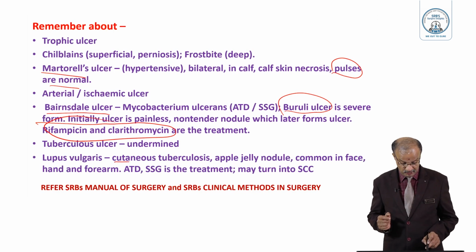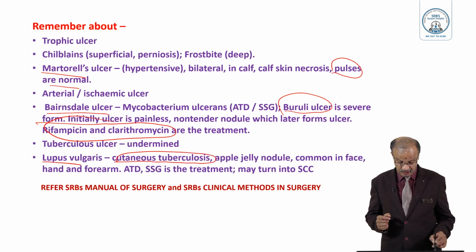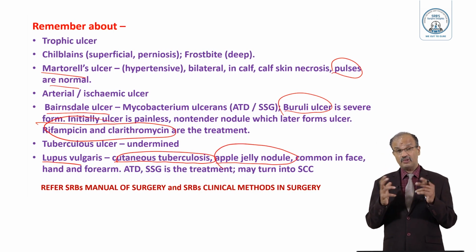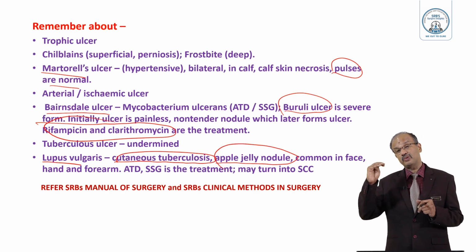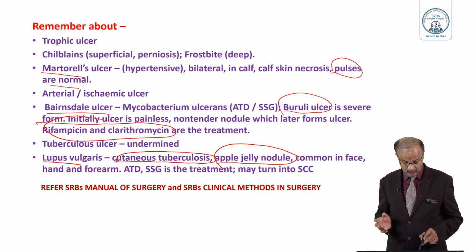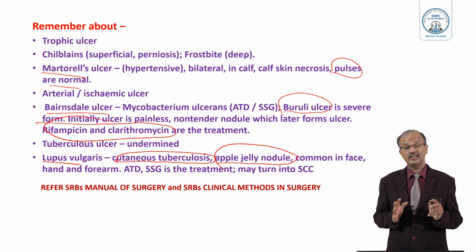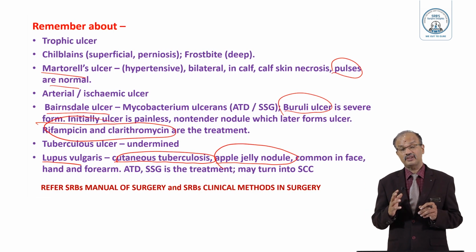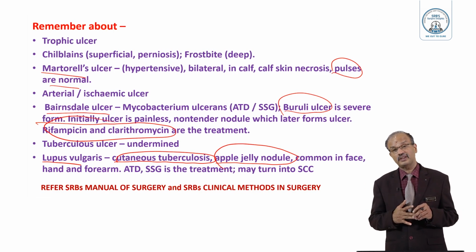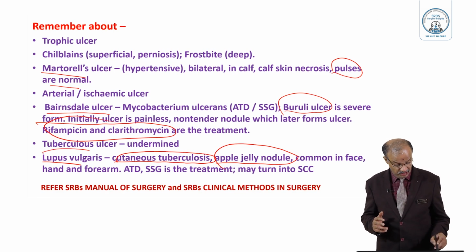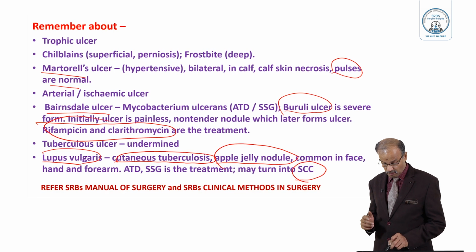So cutaneous tuberculosis, very typical. So the word meaning is important. This is a very typical look. Apple jelly nodule is a viva question or MCQ question. Apple jelly nodule is seen in lupus vulgaris. It is common in the face, hand, forearm. In all these conditions where you think of a variant of mycobacteria as an etiological factor, you have to give anti-tubercular drugs. That's very, very important. But still remember, this may turn into squamous cell carcinoma.